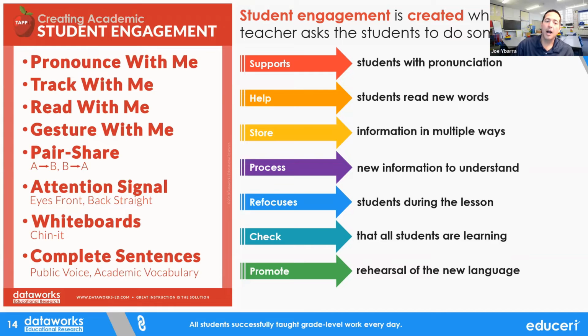Thanks, Joel. So whiteboards, I'm making a decision on how to use it, but they're giving me a lot of information. They're justifying their answers. And then lastly, I have complete sentences, public voice, academic vocabulary. Promote the rehearsal of the new language. I always have my students answering in complete sentences.